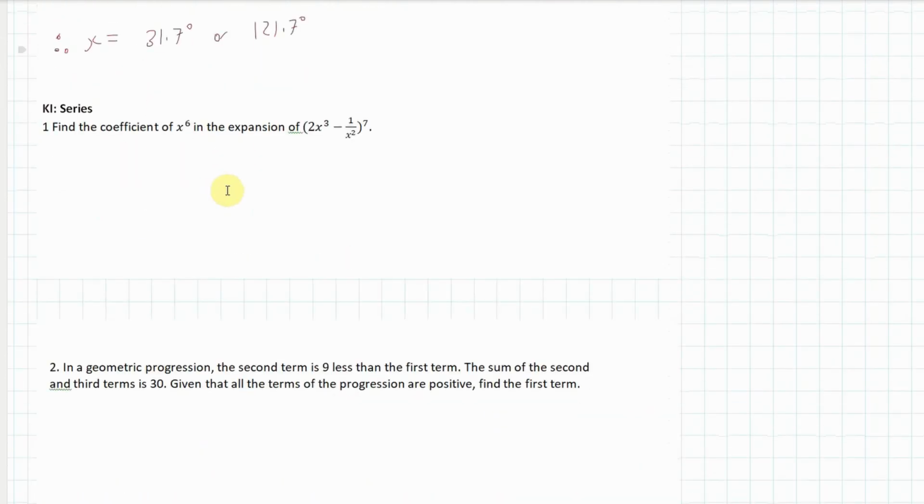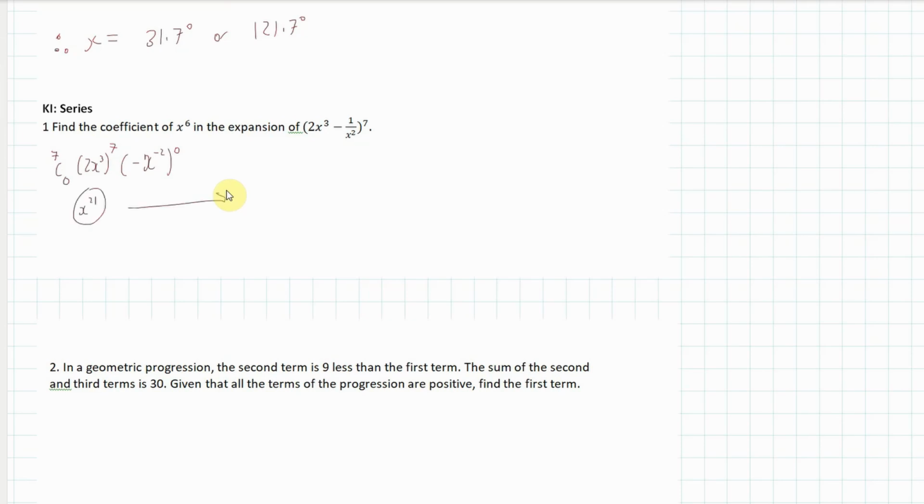Now the next one is a series question. We're trying to find the coefficient of x to the power of 6. Now I always, if I'm struggling a little bit, I just do a little test. I do the first one, so 7 choose 0, then we'd have 2x to the power of 3 to the power of 7, and then the next one would be minus x to the negative 2, to the power of 0. And so you can see that you're going to have x to the power of 21 here, which is not what we want.